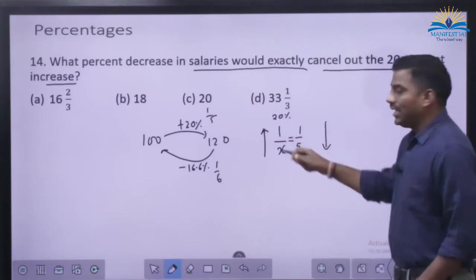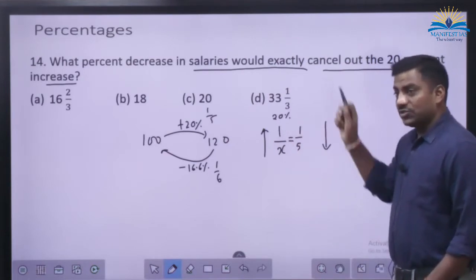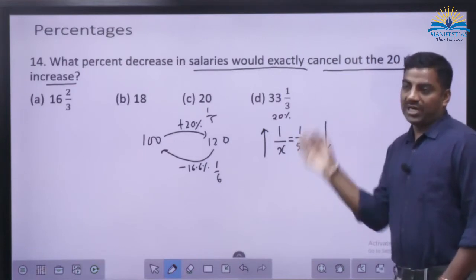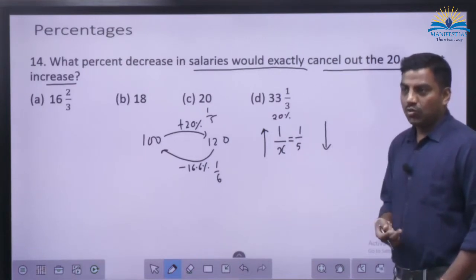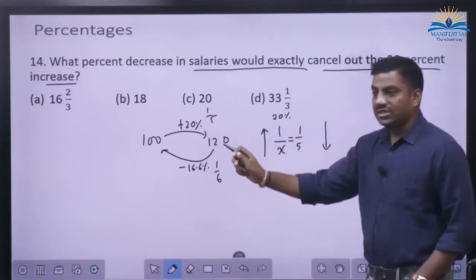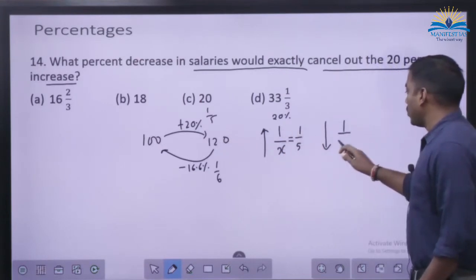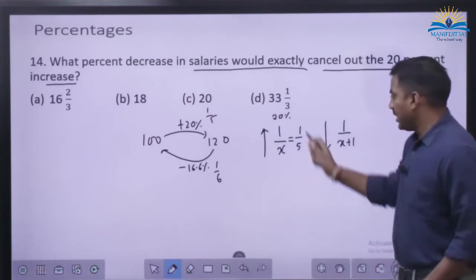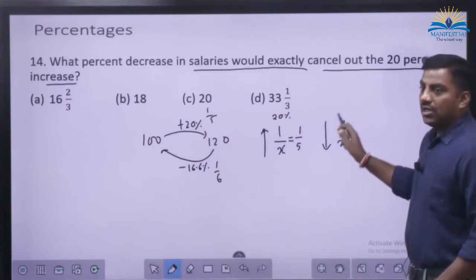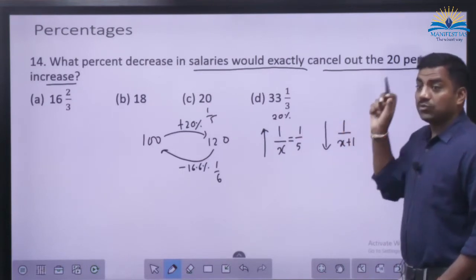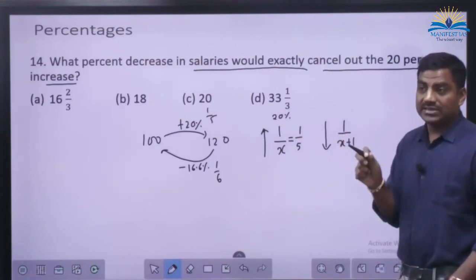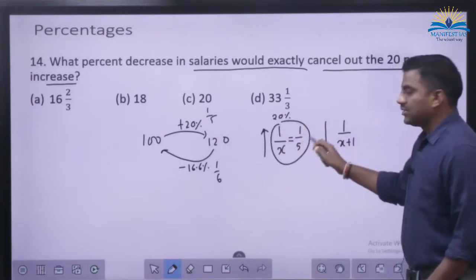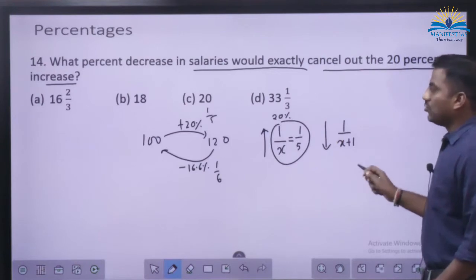When you want to cancel this effect of plus 20%, either you want to consume less or you want to bring the price lower, whatever. So if you want to come back to the original, again you have to reduce it by 1 by x plus 1. This is what I had told. When you increase something by 1 by x, you have to reduce it by 1 by x plus 1, not just 1 by x. So according to this expression, 1 by x is 1 by 5. So 1 by x plus 1 would be how much?